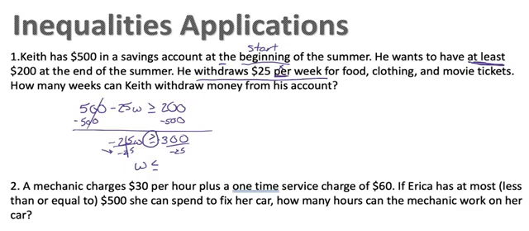Now think 4 25s go into 100, so 4, 8, 12, right? So that means how many weeks can Keith withdraw money from his account? Well, for up to 12 weeks. After 12 weeks, he's going to run out of money. Okay, let's take a look at another one.